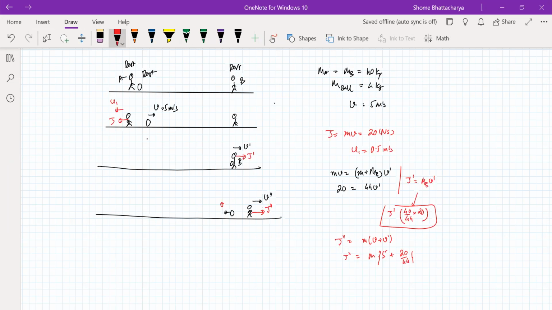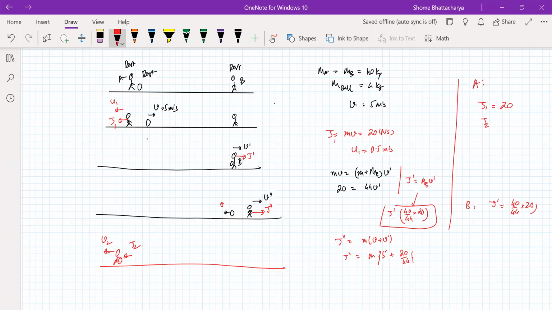Now come to the impulse that A experiences when he catches for the first time. So for this process, A experiences an impulse J2, let's say. Okay, this was J1, let's say. So let's look at A's series again. So for A, the first impulse was 20. Second impulse we'll calculate. Whereas for B, the first impulse was 40 by 44 into 20. And the second impulse he experienced was like this. Okay, now tell me how much will be J2?